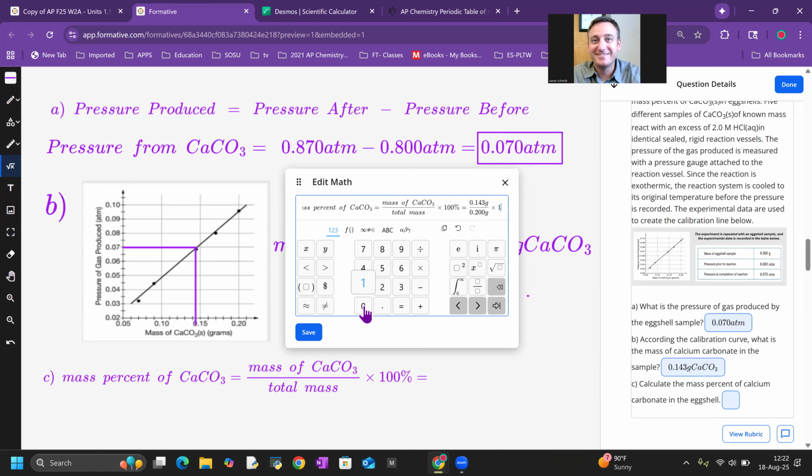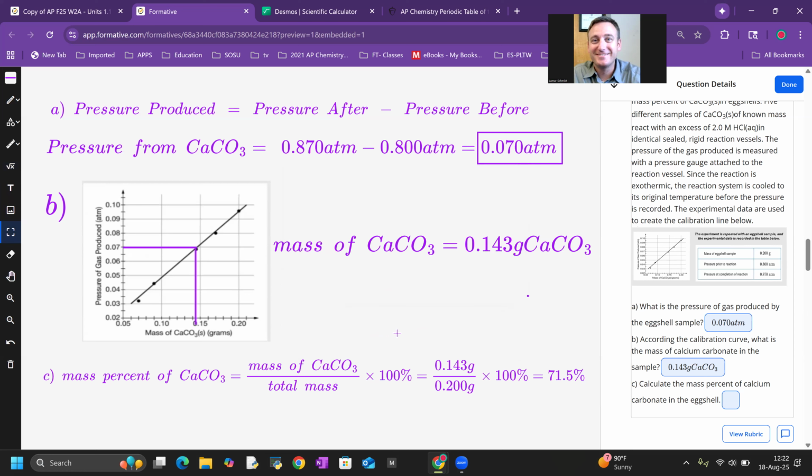And then we're going to multiply that by 100%, and we end up with 71.5%. So the eggshell is 71.5% calcium carbonate. So there you have it. If this was true data, well, then our eggshells have a lot of calcium carbonate. So 71.5%. All right, and so that's where I'm going to end this video on questions 1 through 3 of this part.